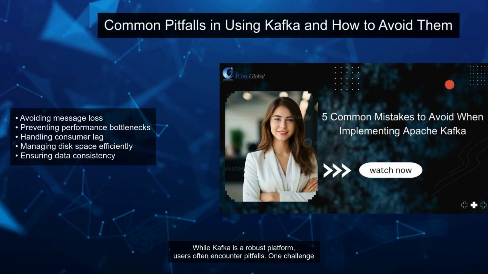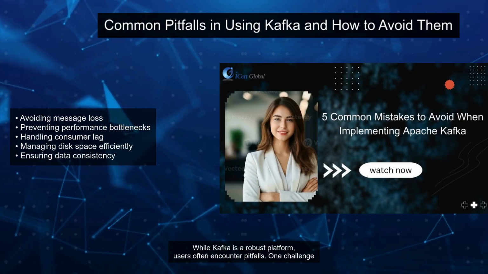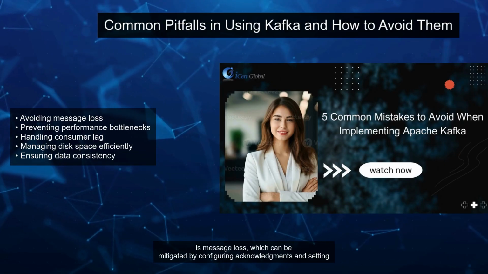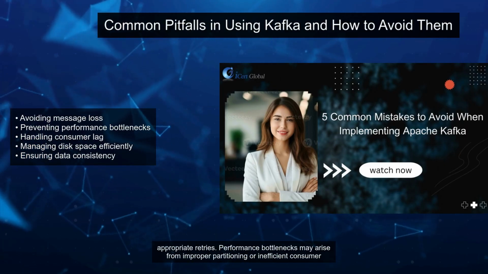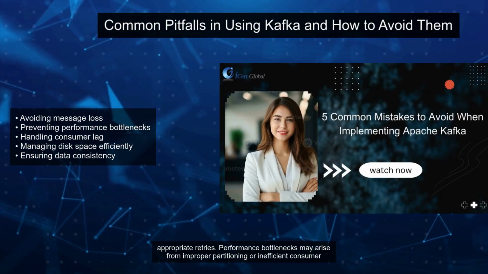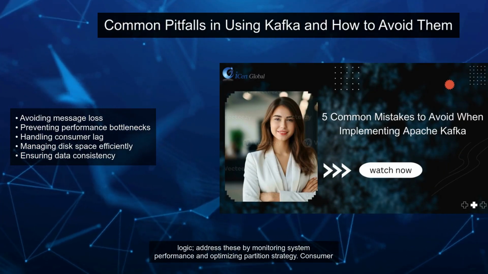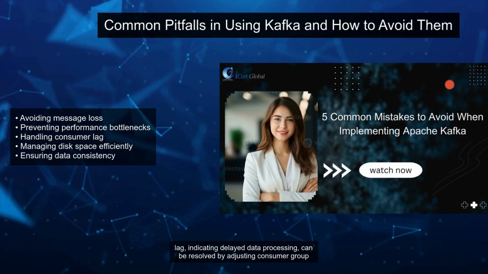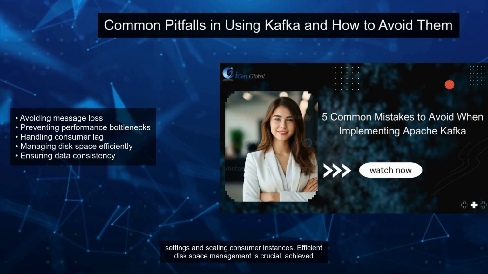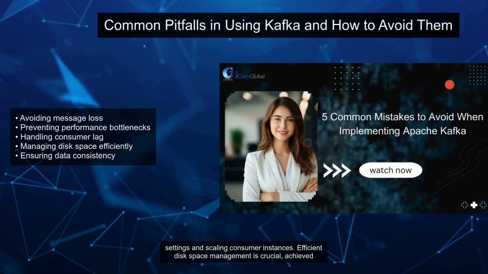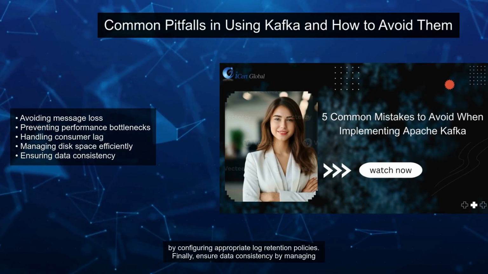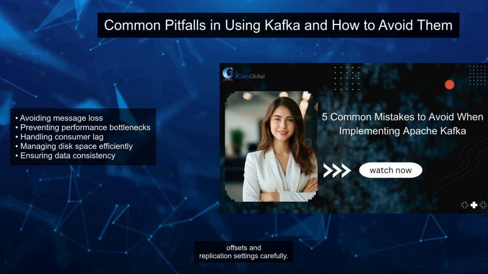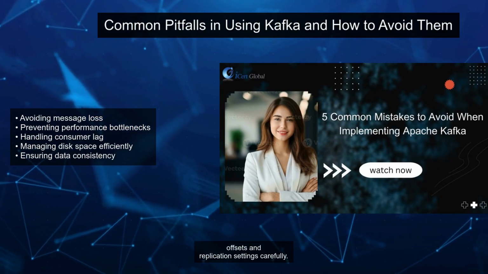While Kafka is a robust platform, users often encounter pitfalls. One challenge is message loss, which can be mitigated by configuring acknowledgements and setting appropriate retries. Performance bottlenecks may arise from improper partitioning or inefficient consumer logic. Address these by monitoring system performance and optimizing partition strategy. Consumer lag, indicating delayed data processing, can be resolved by adjusting consumer group settings and scaling consumer instances. Efficient disk space management is crucial, achieved by configuring appropriate log retention policies. Finally, ensure data consistency by managing offsets and replication settings carefully.